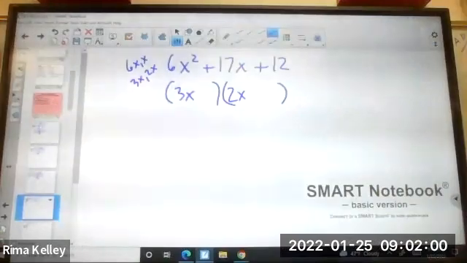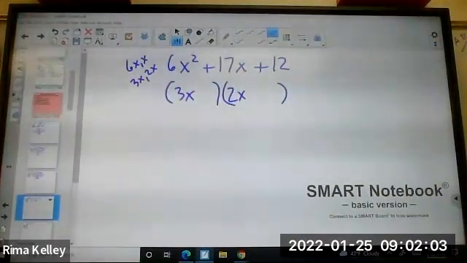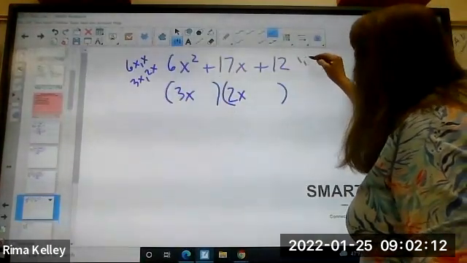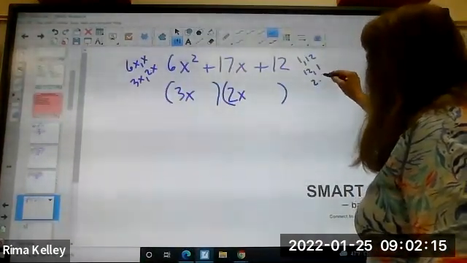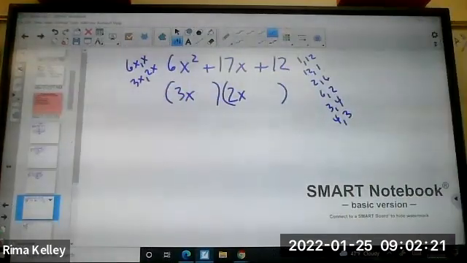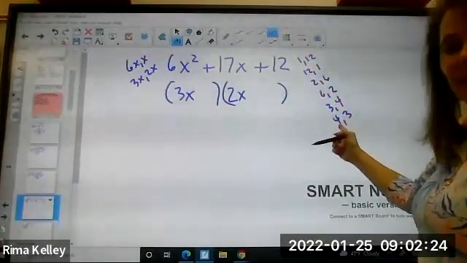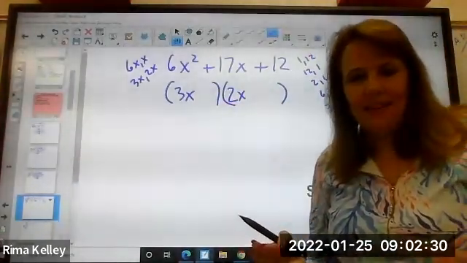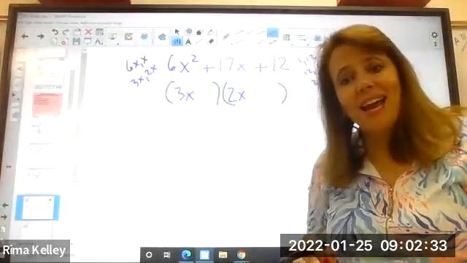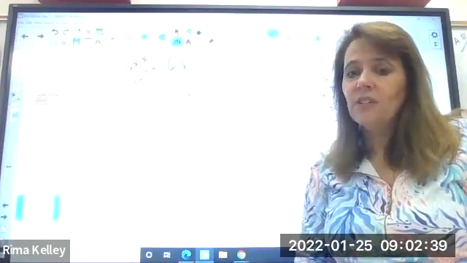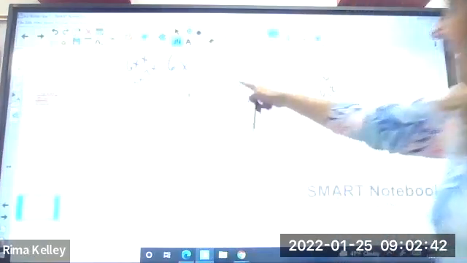All right, now 12. 12 was a really hard one because there are lots of things that give me 12, and order matters. So let's go through all the things that could give me 12. It could be 1 and 12, 12 and 1, 2 and 6, 6 and 2, 3 and 4, or 4 and 3. So that means there are 6 possibilities of what could go there. The next rule is amazing. The next rule says you can't have a common factor in your binomial as long as you check for a GCF first. So always make sure you didn't have a GCF, which was 6, 17, and 12.